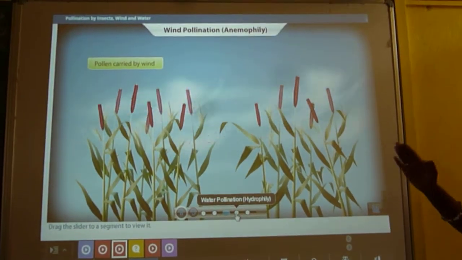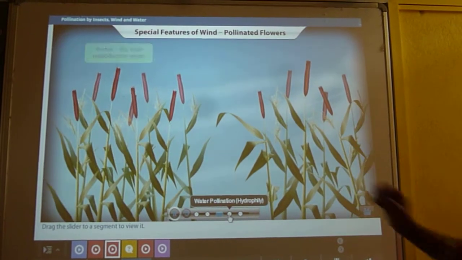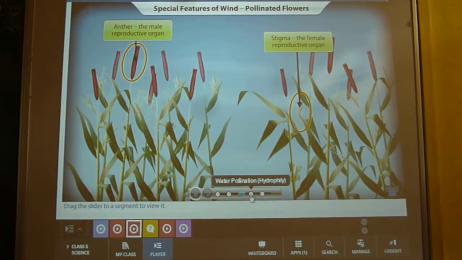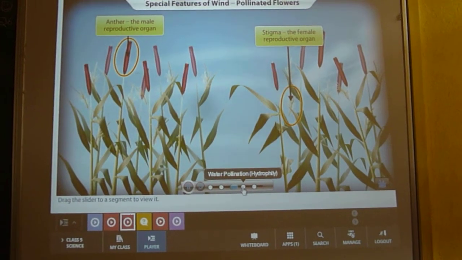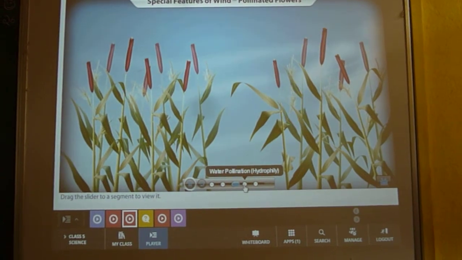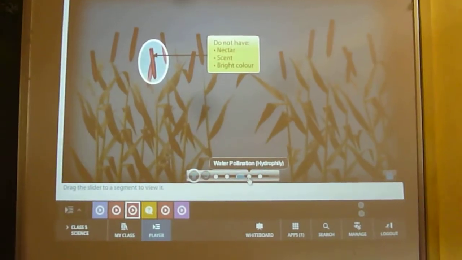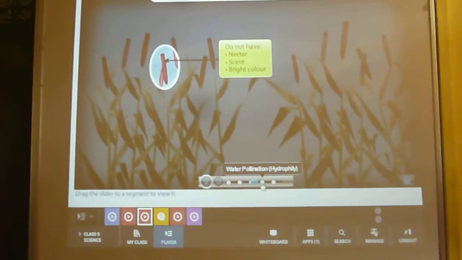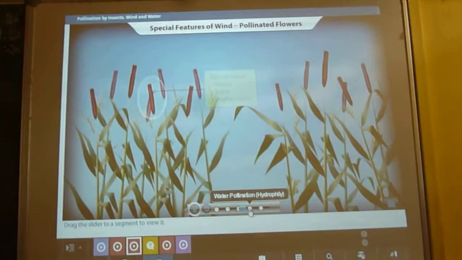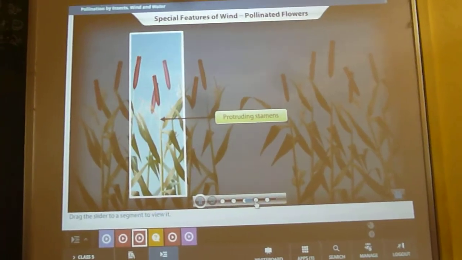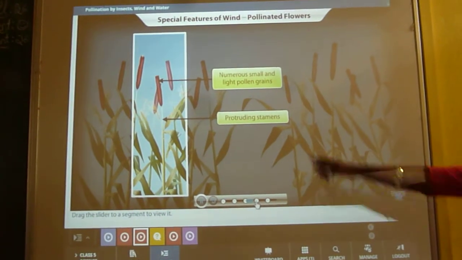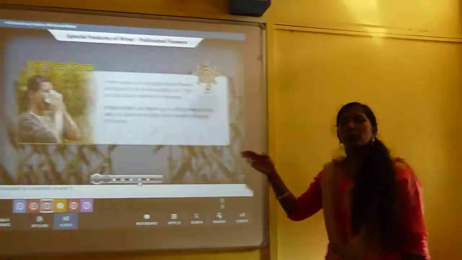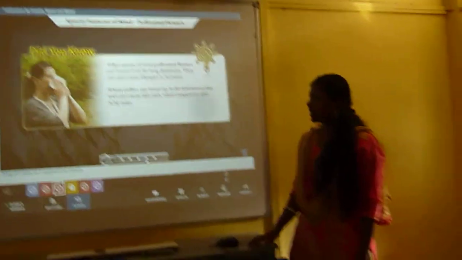The pollen grains get carried by the wind and attach to the stigma of the female reproductive organ. In wind pollinated flowers, they do not contain nectar, they do not have scent, nor are they brightly colored. They have protruding stamens with a large number of small, light pollen grains so that they can move along with the wind and stick onto the stigma.